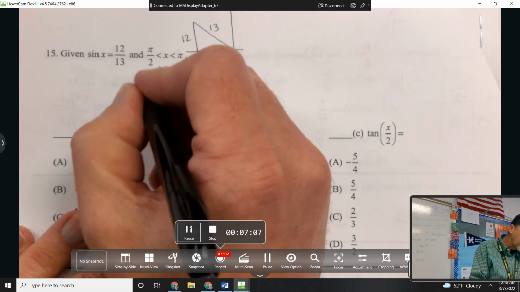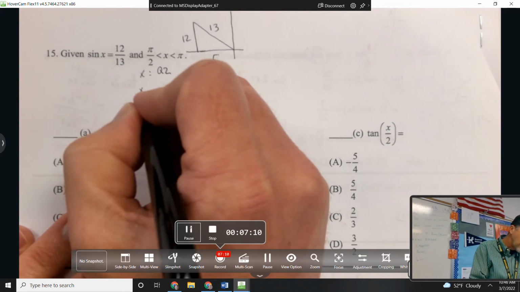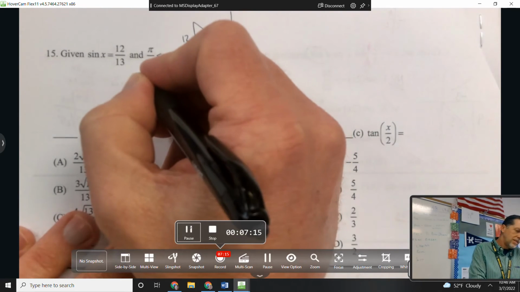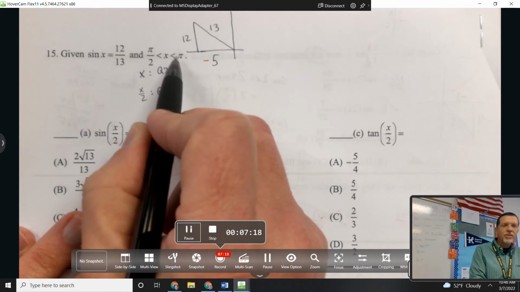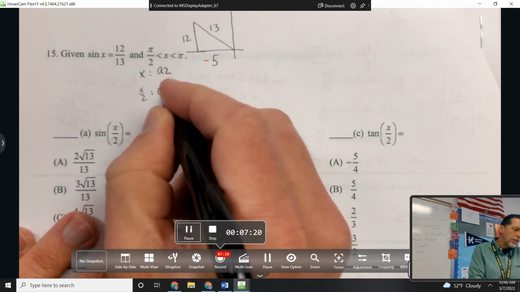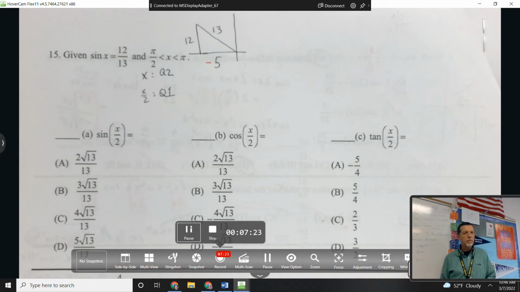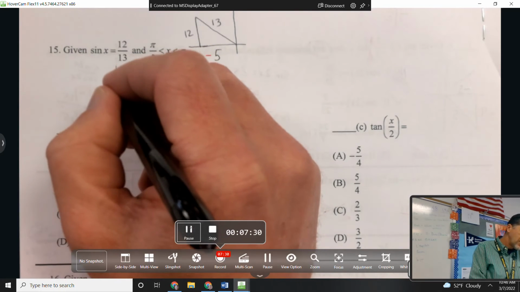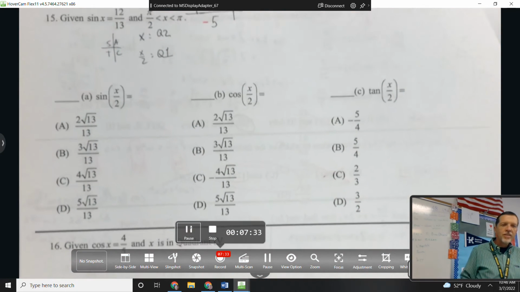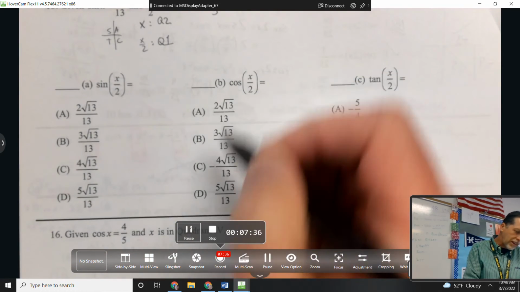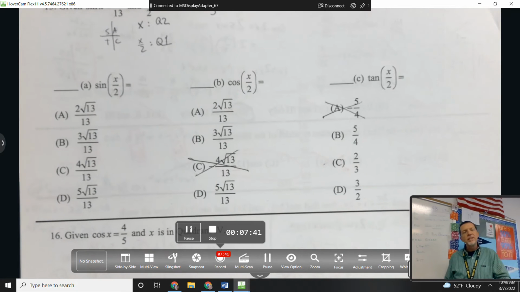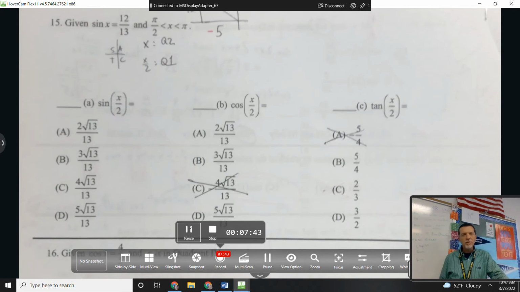All right, so x is in quadrant 2. That means x over 2 is in quadrant... Remember, this is where you could divide all of that by 2. Or you could just divide the quadrant number in half. And we're in quadrant 1. Who's positive in quadrant 1? All of them. So I can kind of go through and mark out any negative answers. Well, I didn't mark out a lot, but everything's positive in quadrant 1.